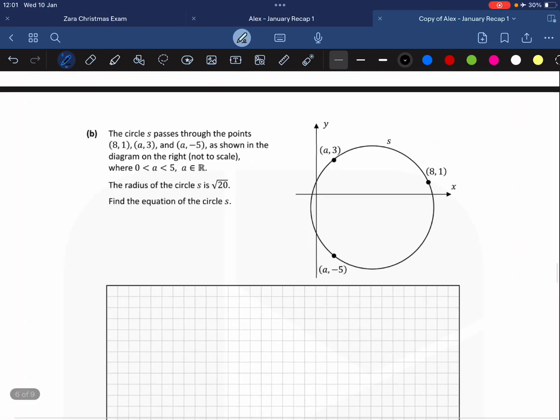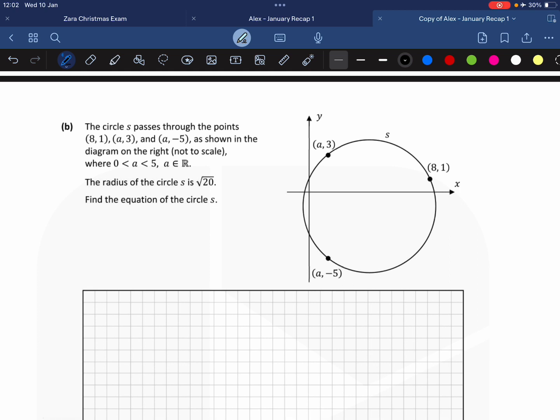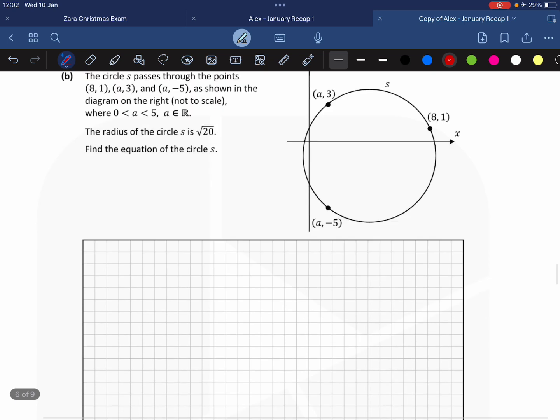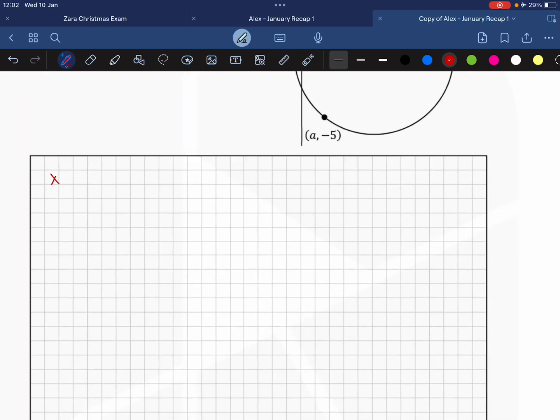Now, it says the circle S passes through the points (8, 1), (a, 3), and (a, minus 5), as shown in the diagram on the right, not to scale, where a is somewhere greater than 0 but less than 5. The radius of the circle S is the square root of 20. Find the equation of the circle S. So, we're looking for the equation of a circle: x minus h squared plus y minus k squared equals r squared.